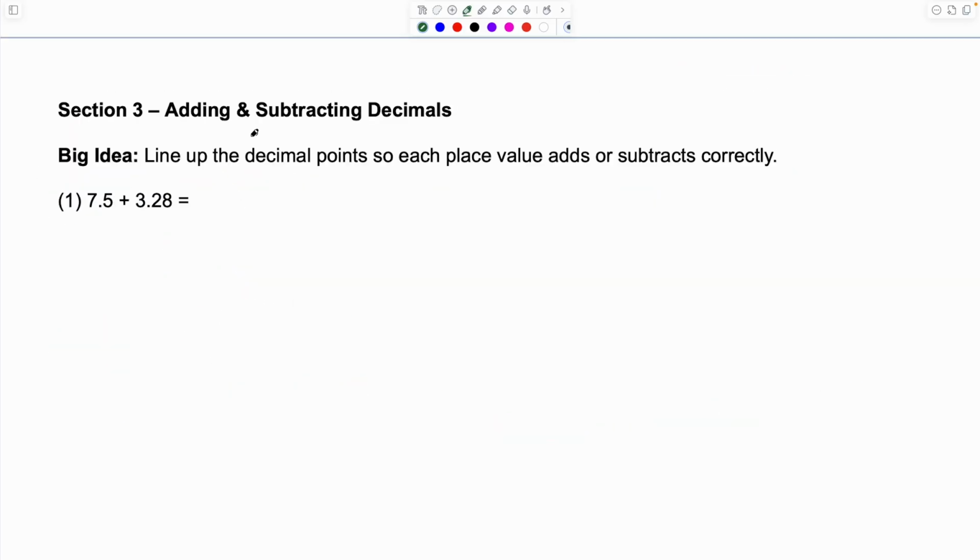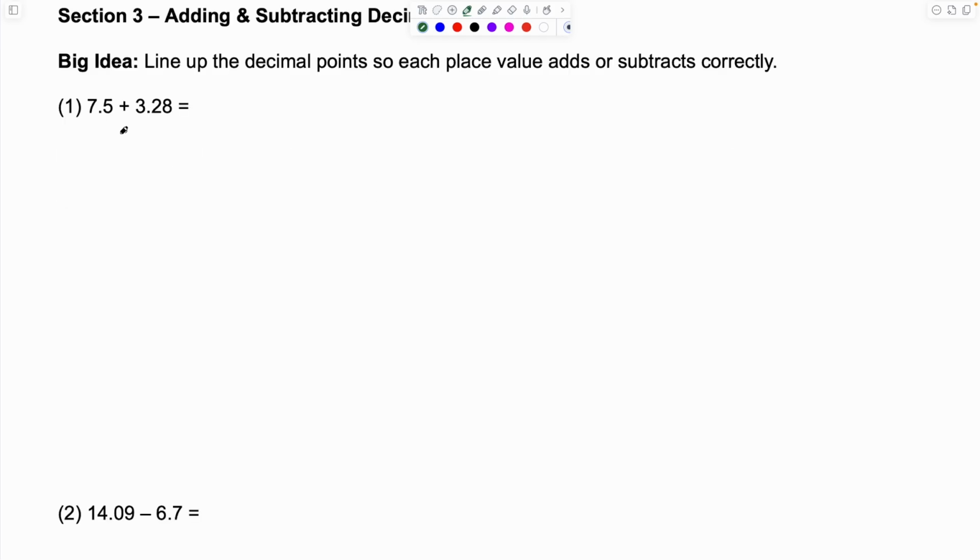Section 3, adding and subtracting decimals. The big idea for this section is that when we add or subtract decimals, we have to line up the decimal points so each place value adds or subtracts correctly. For question 1, we have 7.5 plus 3.28. When I'm doing something like this, I like to line things up vertically. So I'm going to write out 7.5, and I'm going to put a trailing 0 at the end. That way, these numbers have the exact same amount of digits after the decimal. So we have 7.50, and we're going to add 3.28.